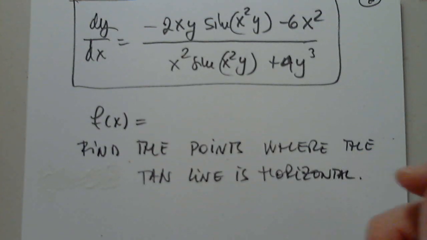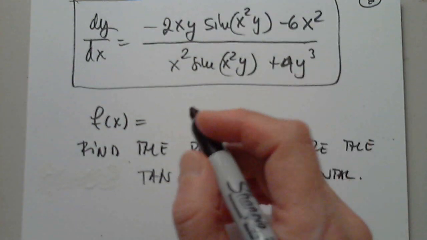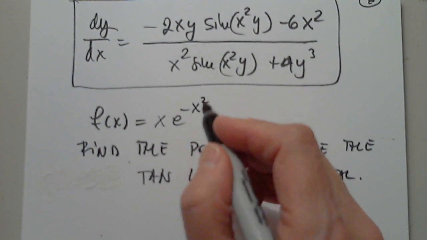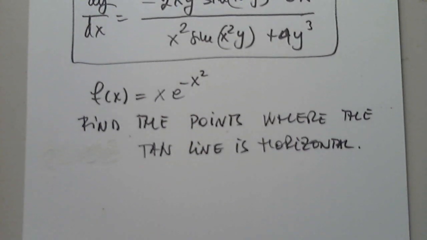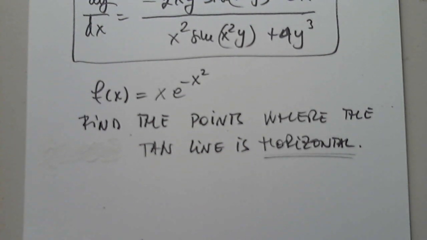Any function? Anyone? Okay, what about x e to negative x squared? I just made it up. I don't know if we will find points where the line is horizontal, but it doesn't matter.